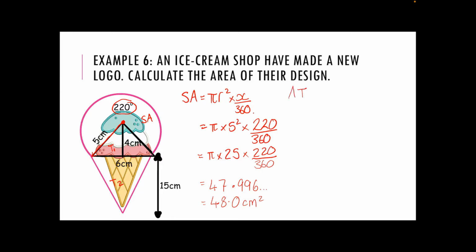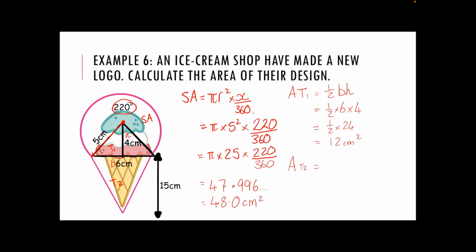Our area of triangle 1 is a half base times height, so my base of triangle 1 is going to be 6 and the height is 4, because remember the height goes straight from the bottom of the triangle right up to the highest point. 6 times by 4 is 24 and a half of 24 is 12, so I've got 12 centimetres squared.